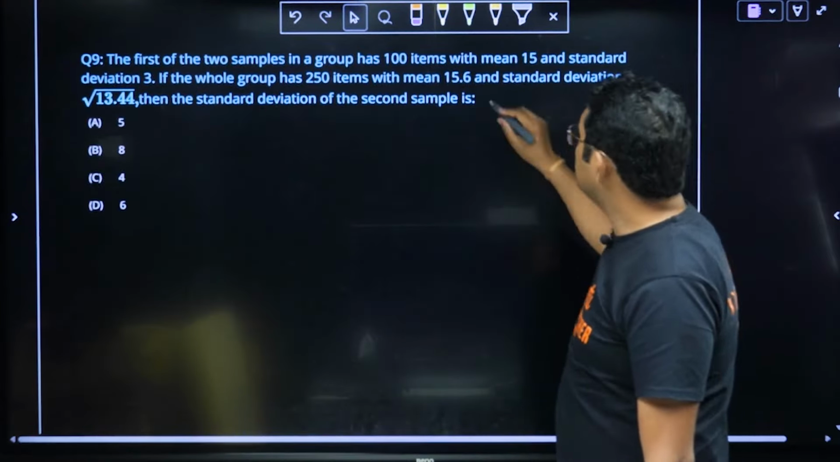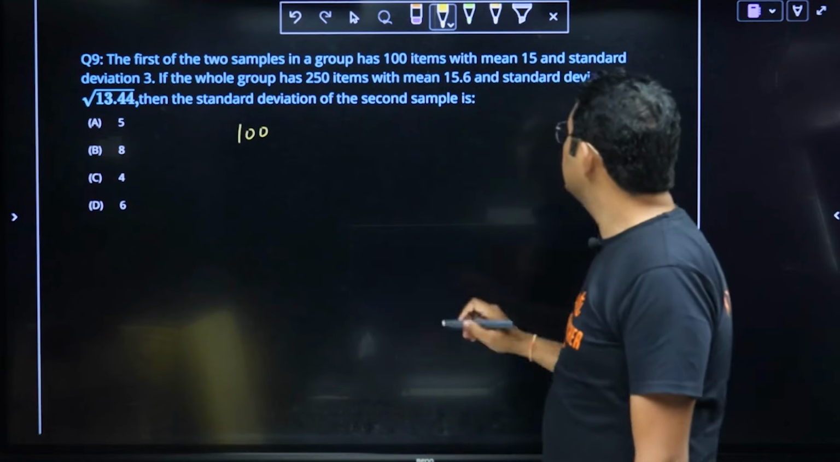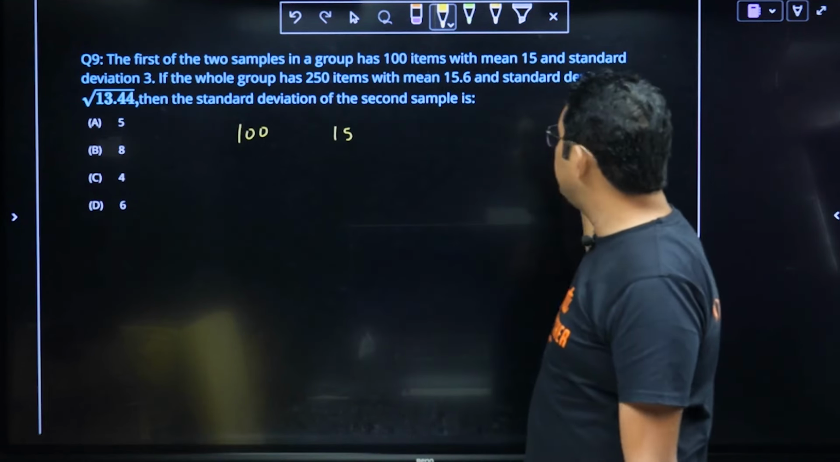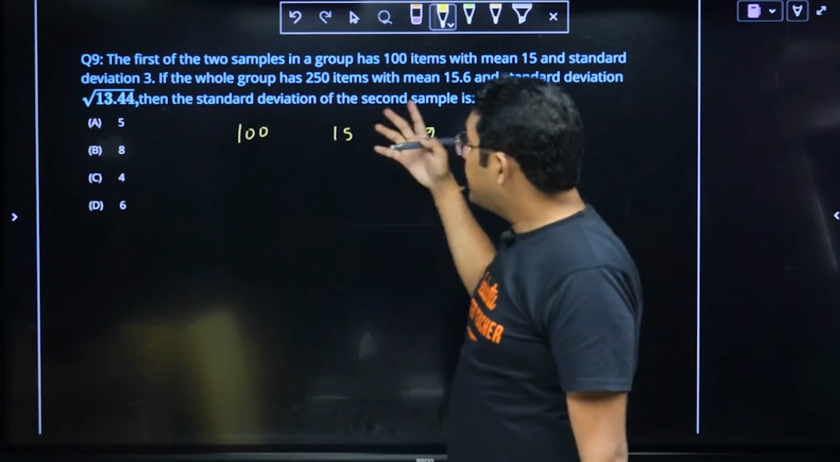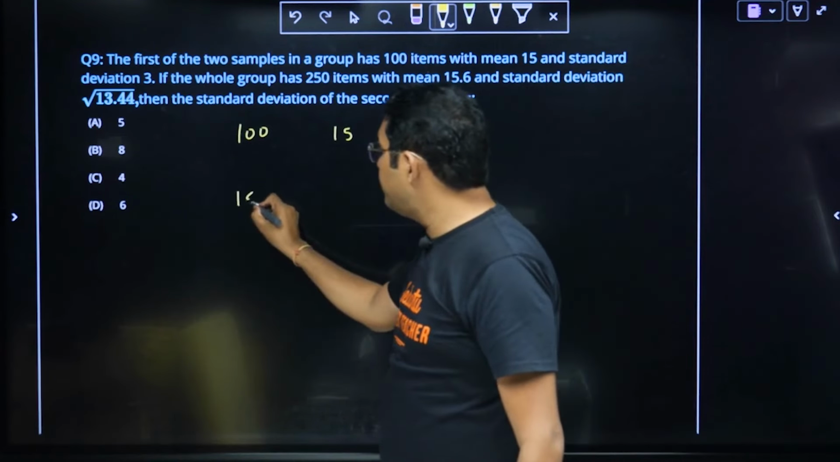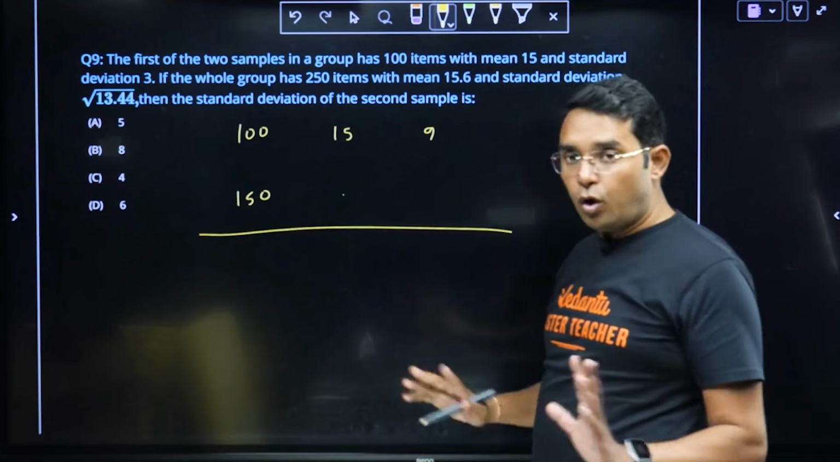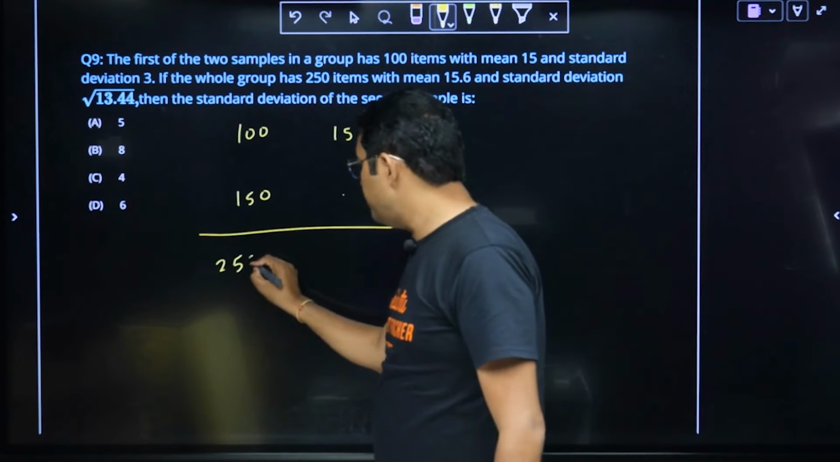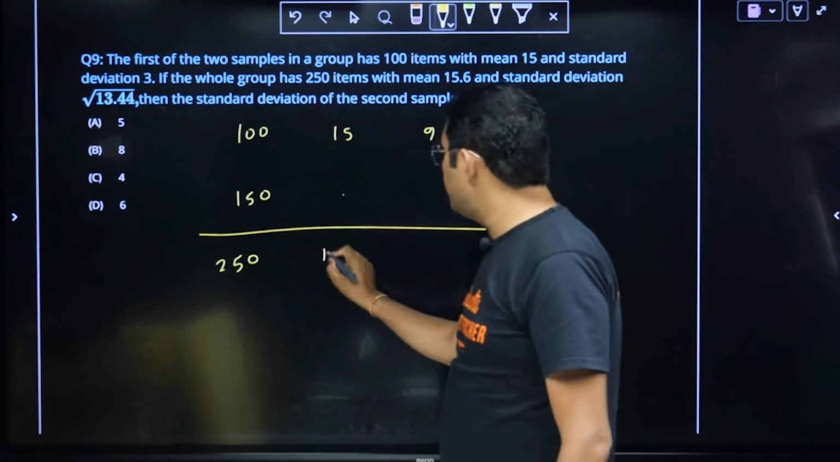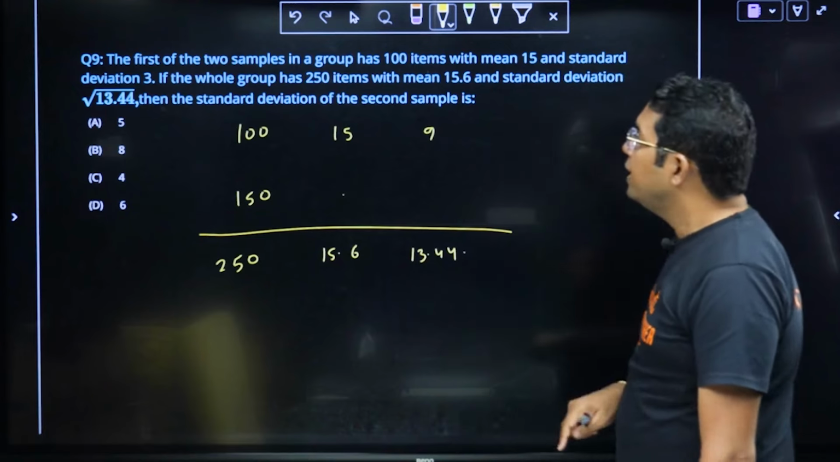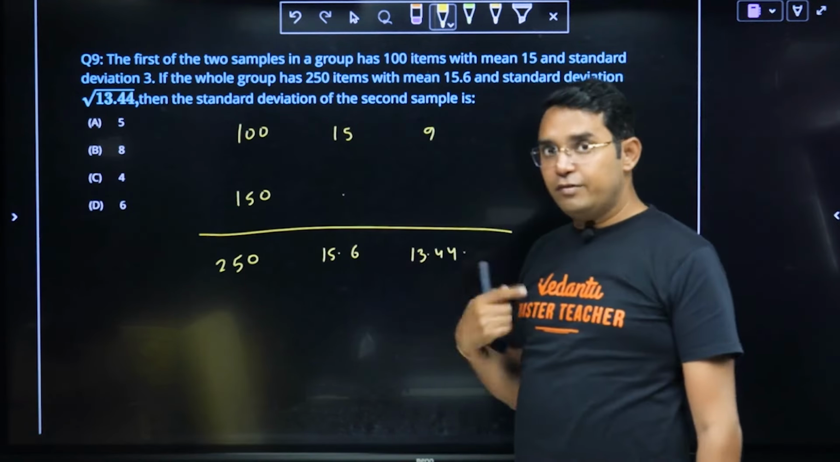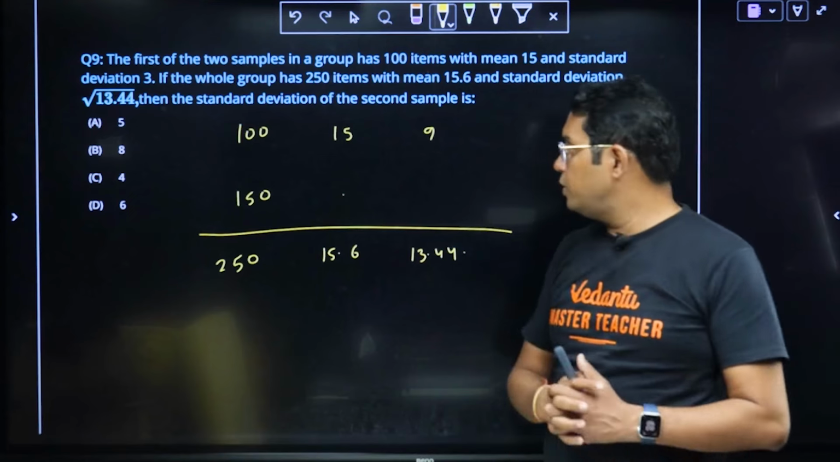Now coming to question number 9, we are given two samples. First sample is having 100 entries, 100 items with mean equal to 15 and standard deviation is 3, but I am writing variance to be 9. These are the number of entries, this is mean and that is variance. Then the whole group is of 250, so second group will be of 150 whose mean and variance are not known, but the combined group of 250 has mean given to be 15.6 and variance 13.44. They're asking the standard deviation of the second sample. So we will first get the variance of the second sample and then take the square root.